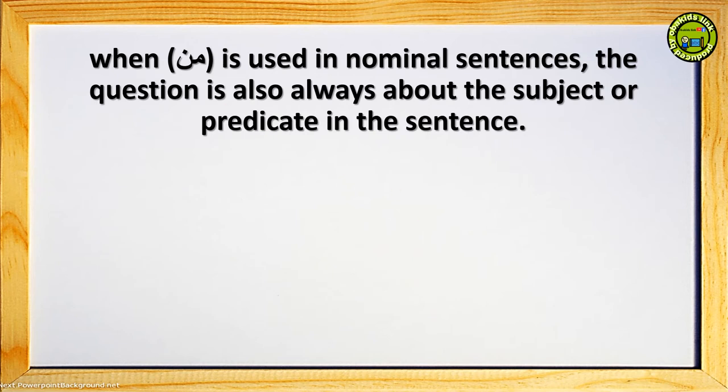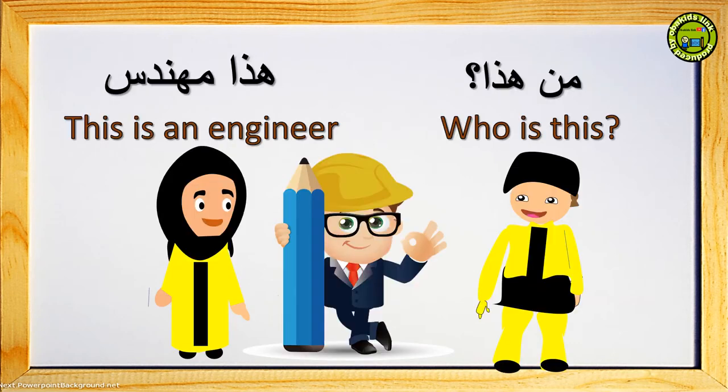When man is used in nominal sentences, the question is always about the subject or predicate in the sentence. Let's start with Man hadha. Man is the interrogative particle, and hadha, although it is a demonstrative pronoun, is also the subject. Man hadha means who is this. Man is used to ask about hadha, or this.